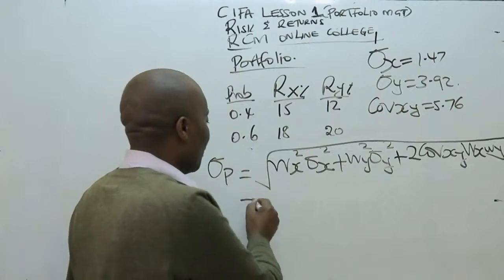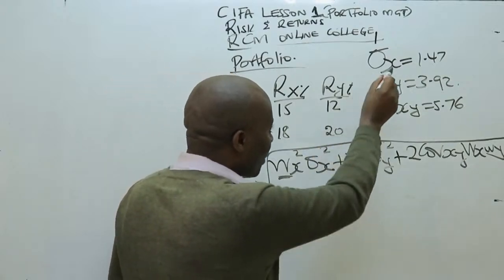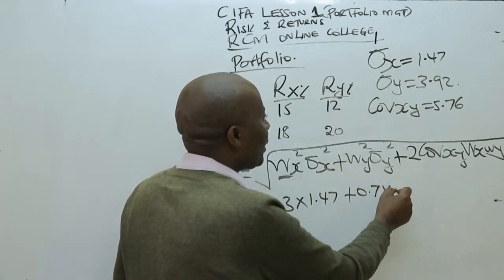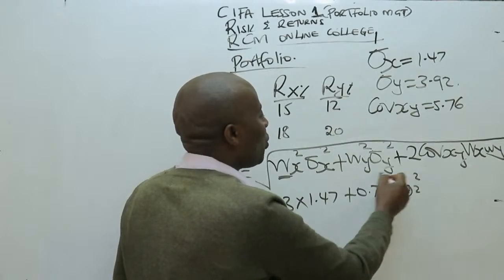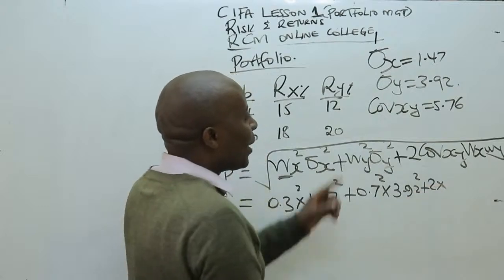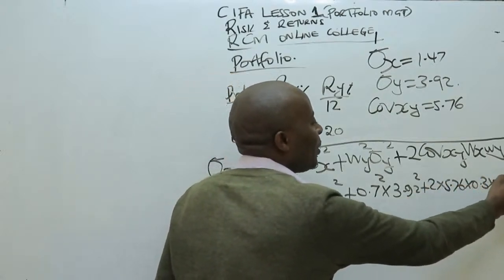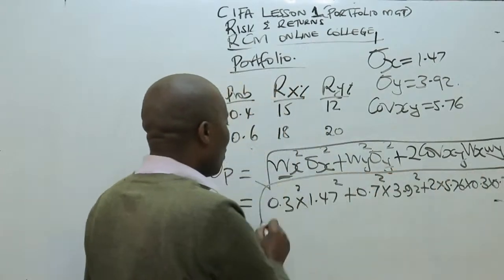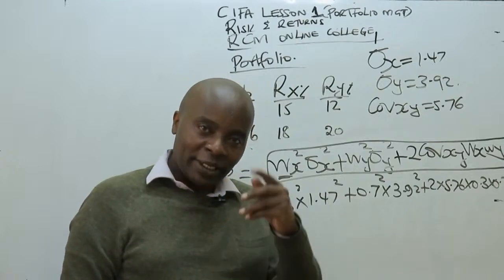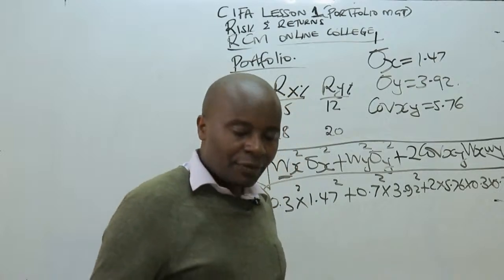So we have here the weight of X is 0.3 times the standard deviation of X, which fortunately I saved there, 1.47, plus 0.7 times 3.92. These must be squared. Plus twice the covariance that I have here, which is 5.76, times the weights. And then at the end of the day, we have to crown it with a big square root. The standard deviation of a portfolio is the one that has a big square root, but you really need to understand this very well.